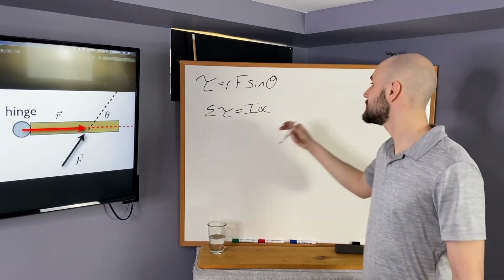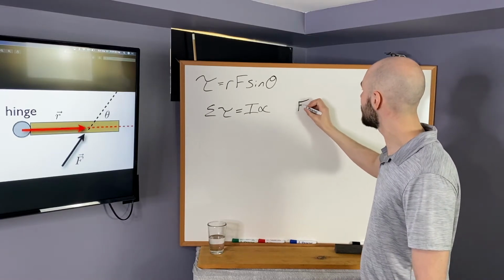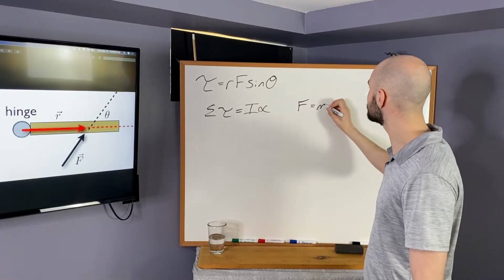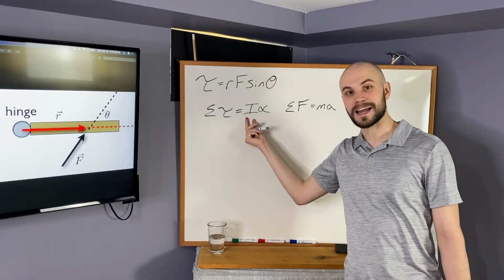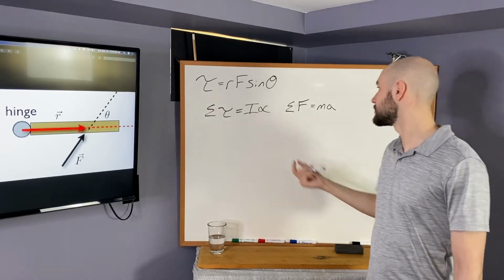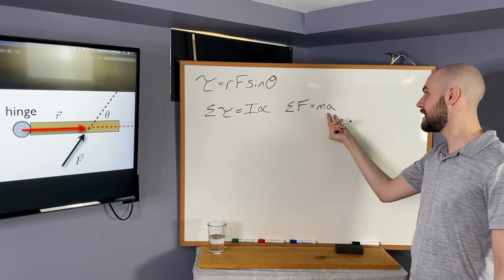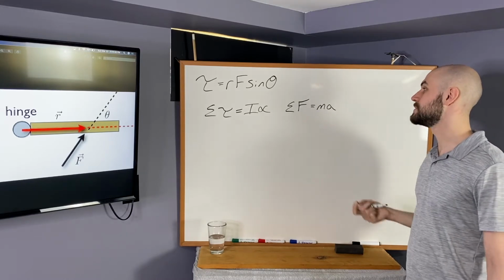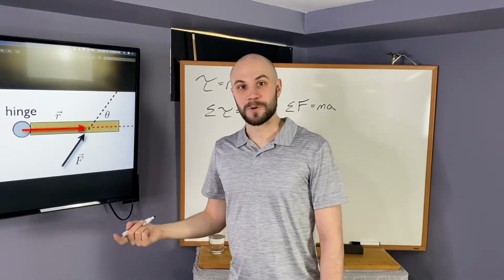Notice how close this is to our F equals ma. I is our rotational analog for inertia, that's our rotational inertia. Alpha is our angular acceleration. Here's linear inertia for mass and linear acceleration a.